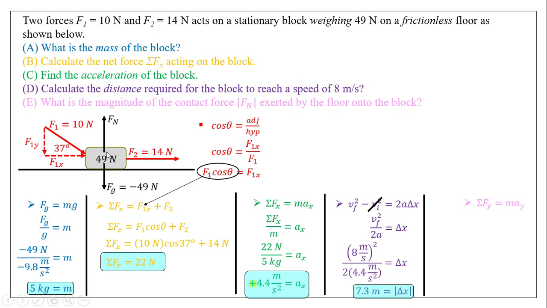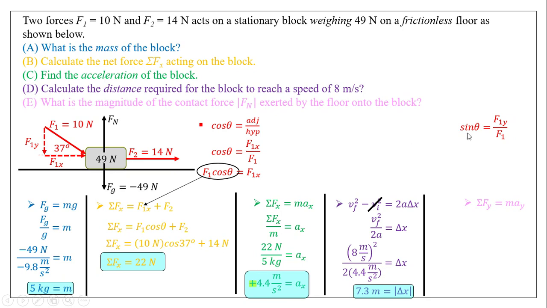Here I have Fn pointing up in the y direction, I have F of g pointing down in the y direction, and then I have also F1y pointing down. So really there are three vectors that you need to be accounting for. All right. But to find F1y, similar to what we did with F1x, we can just apply sine.